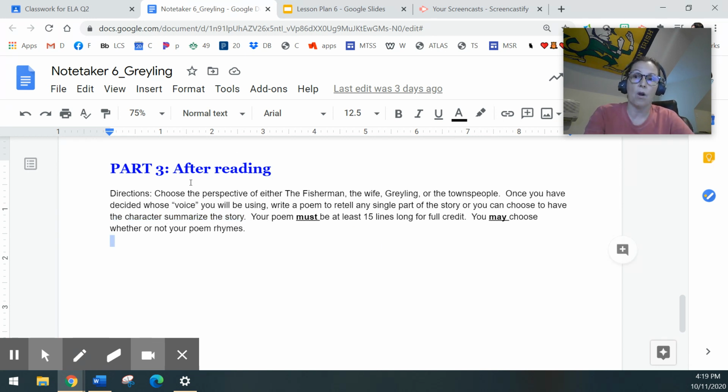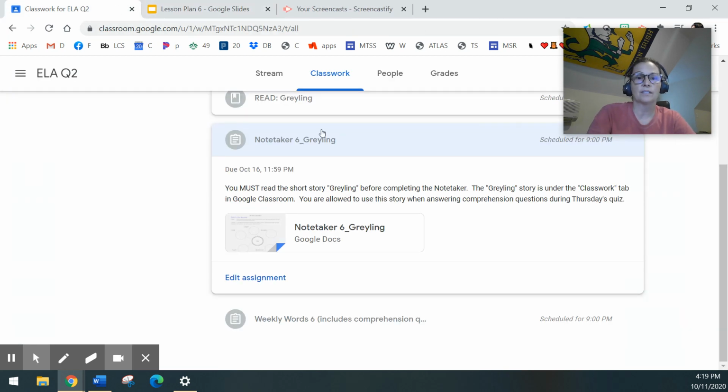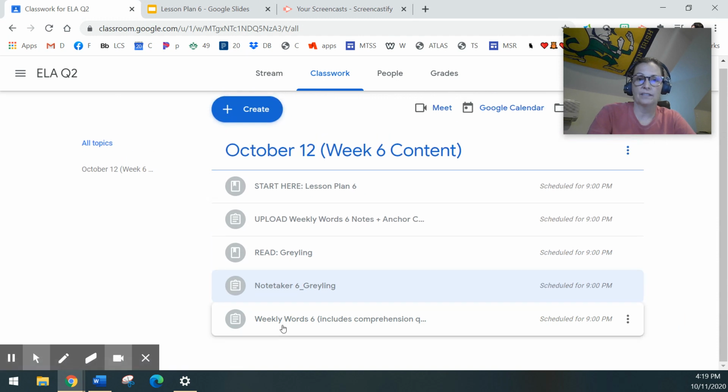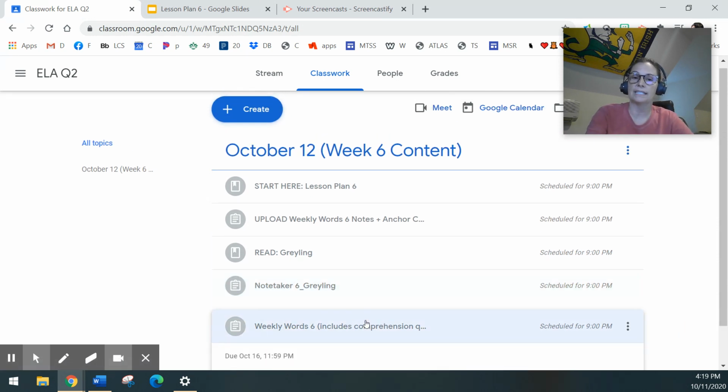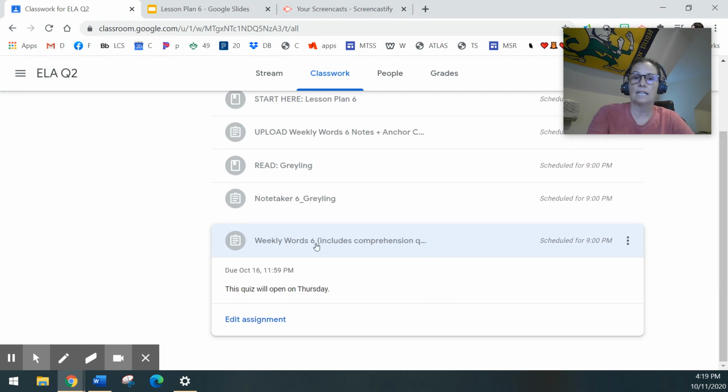After you have completed all 3 parts, please turn that in for a grade. And then finally, owls, the last one here is Weekly Words 6. It will not open until Thursday. And it does tell you in here that the Weekly Words quiz this week will include comprehension questions from Grayling. So you'll have stems, you'll have literary terms, which you should be studying through the week, and then there'll be, I want to say there's 10, but I can't remember off the top of my head. I think there's 10 comprehension questions for Grayling.